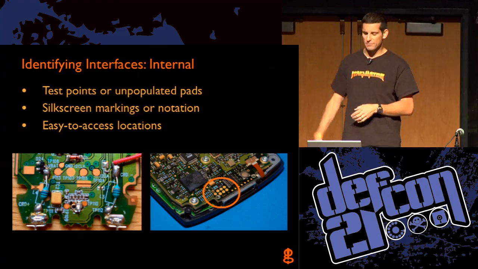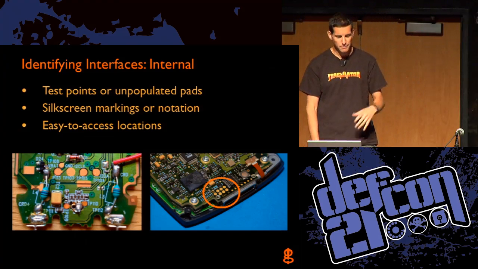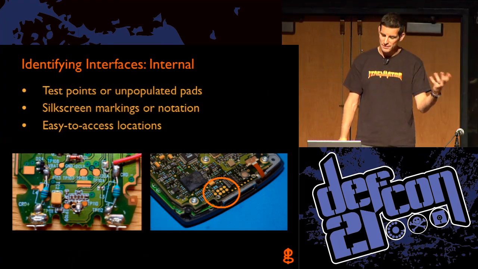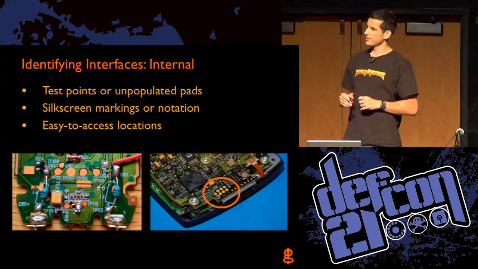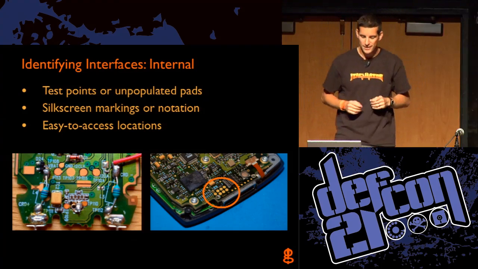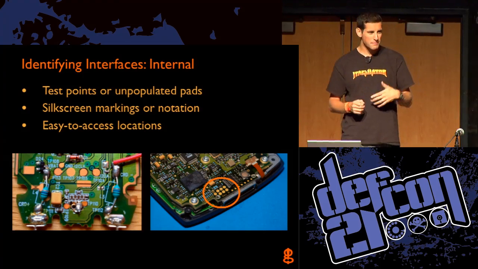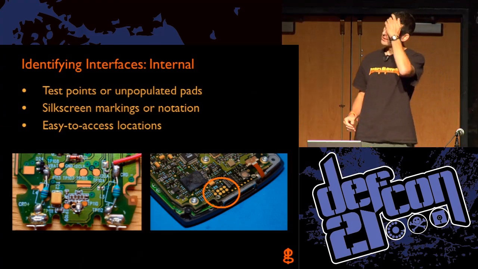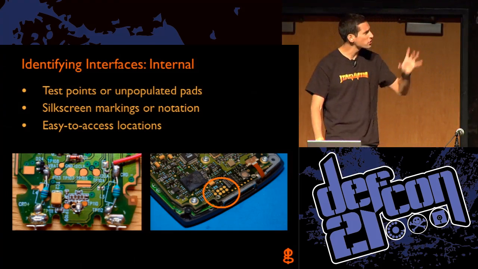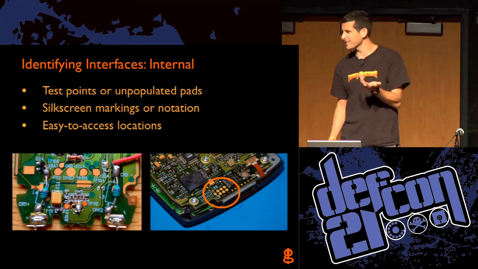So you look for things like test points, unpopulated component pads, silkscreen markings that might give you some information about, here's some interesting test points, or here's the name of the interface. Engineers like to put things on circuit boards that make their job easier and that make the assembly facility's job easier. So we can take advantage of all of that stuff.